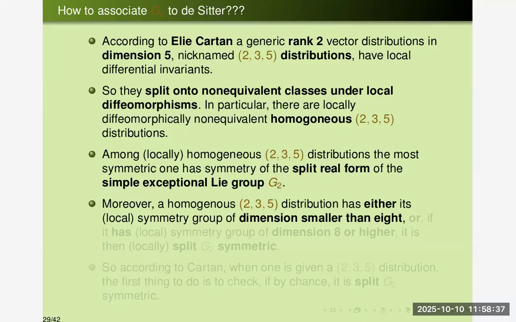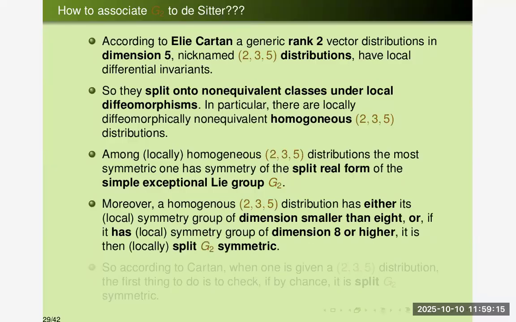So it turns out that a 2, 3, 5 distribution may have no symmetries, or it may have some symmetries. But if you are able to show that the 2, 3, 5 distribution has 8 symmetries or more, it means that it has 14. Okay? So there are 2, 3, 5 distributions with strictly 7-dimensional group of symmetry. But if you find a 2, 3, 5 distribution with 8-dimensional group of symmetry, actually it has 14-dimensional group of symmetry and it is G2. Okay, that's a result of Cartan as well.